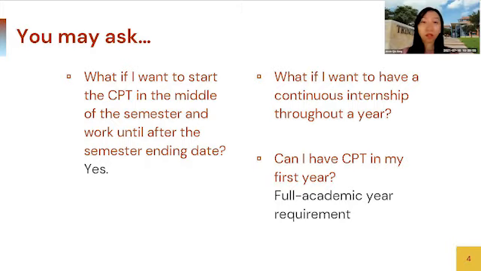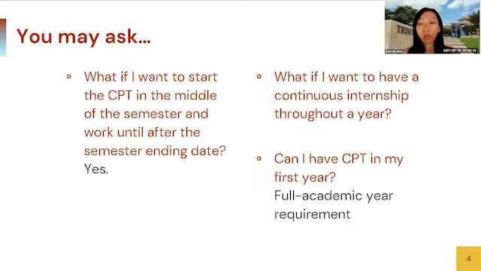So there are some questions we received from students occasionally during the semester about CPT. The first one is, what if I want to start a CPT in the middle of the semester and work until after the semester ending date?